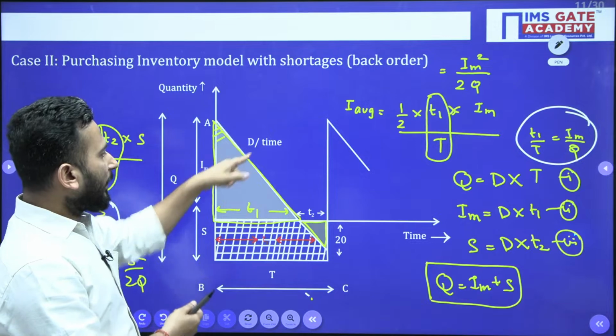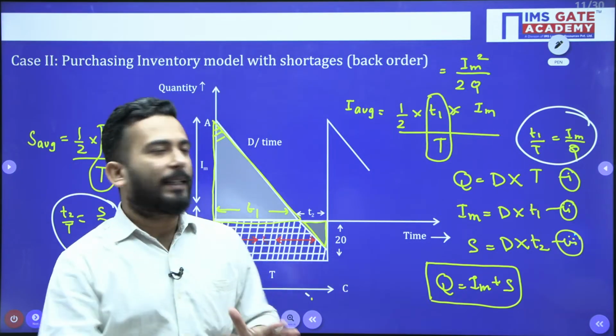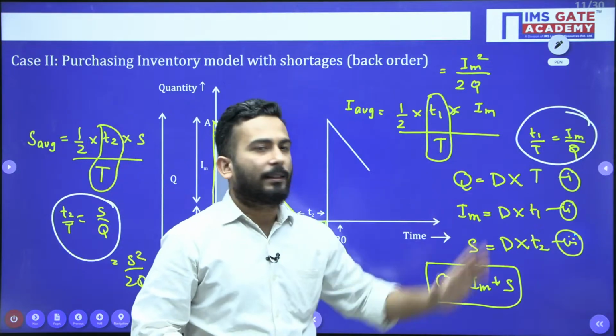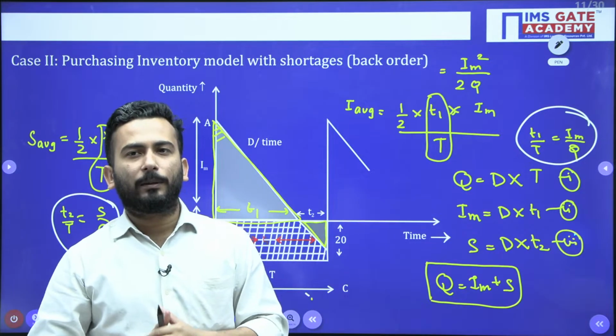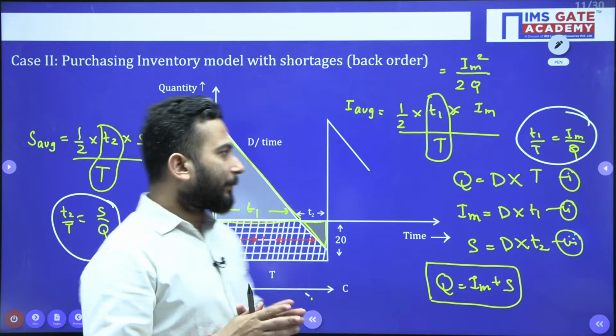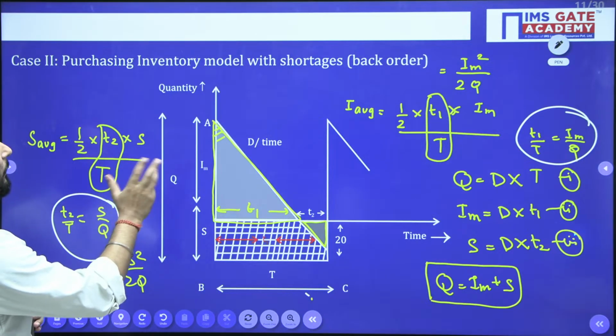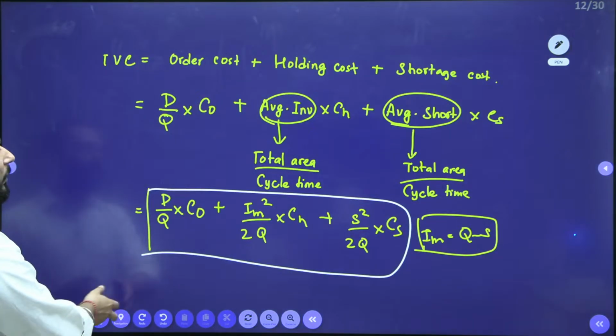Okay, IM is equal to D into T1. That's it, done. Calculate T1. What is the cycle time? Use this expression, get the cycle time. Getting or not, my dear friends? So this was all about the shortage model.